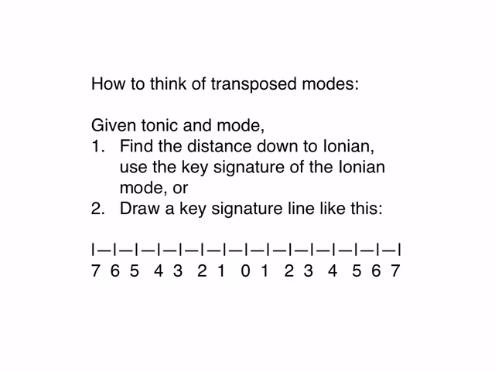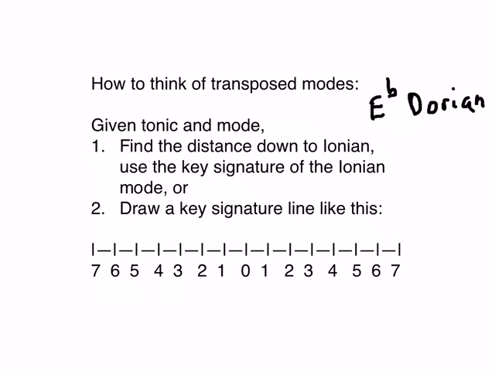Now let's think of how to transpose these modes. Let's assume that you're given the tonic and you're given the mode. So for example, imagine that we are trying to figure out what the key signature would be for E-flat Dorian. I will show you two different ways to do it. Method number one, find the distance down from that mode to the Ionian mode and use the key signature of the Ionian mode. Let me show you how this works.